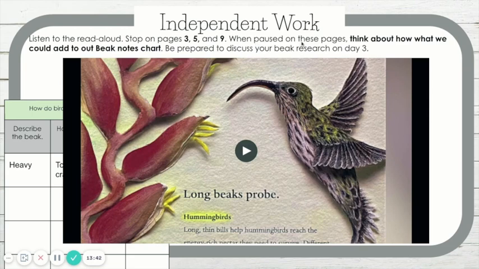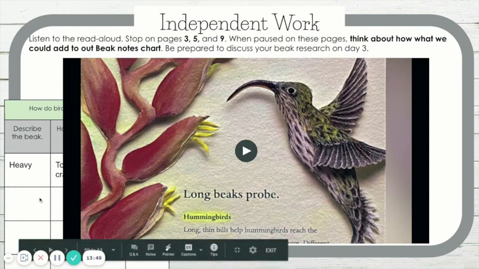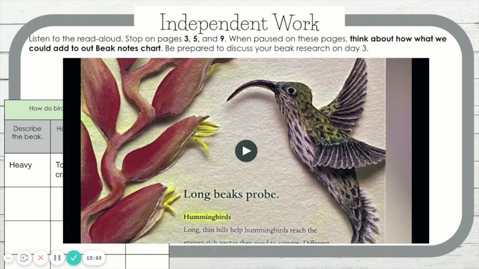Be prepared to discuss your Beak research on day 3. On day 3, we will go back together and we'll fill in this chart. So today, you are simply listening to the text. And if you can, stop on pages 3, 5, and 9 to think about how those birds use their beaks to survive. That should be easy because we have already done that together and thought about how those birds use their beaks. Are you ready to listen to the text Beaks?